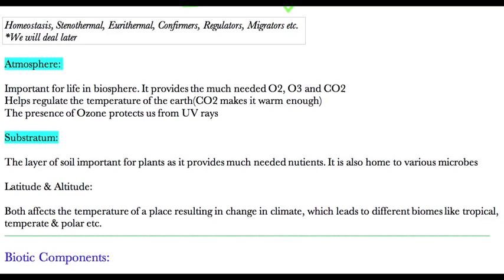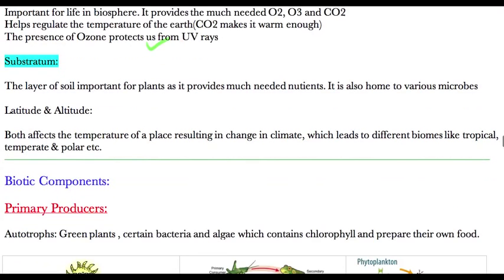Then the presence of ozone, that is O3, protects us from UV radiation. That is why the atmosphere is very important. Then substratum, the layer of soil, which is important for plants as it provides the much needed nutrients. It is also home to various microbes. Then lastly we have latitude and altitude.